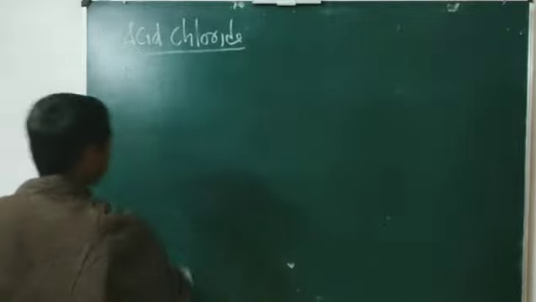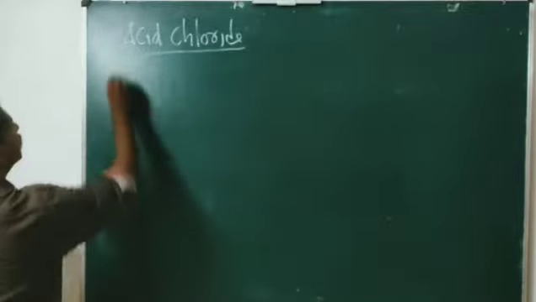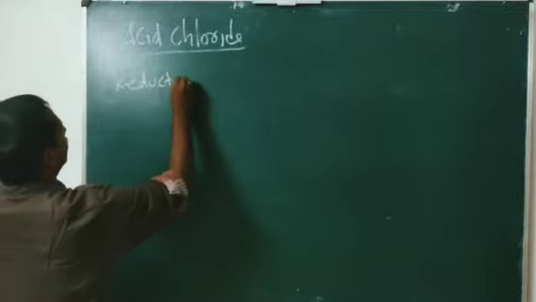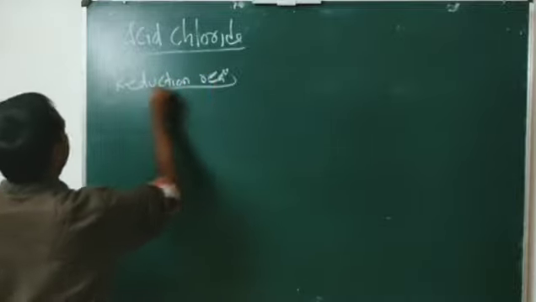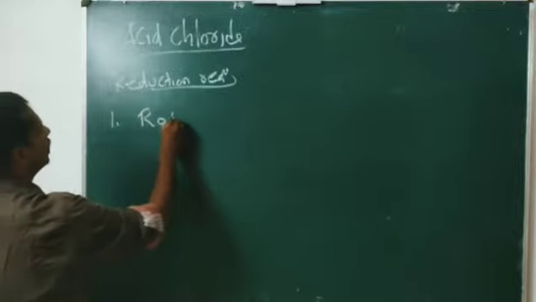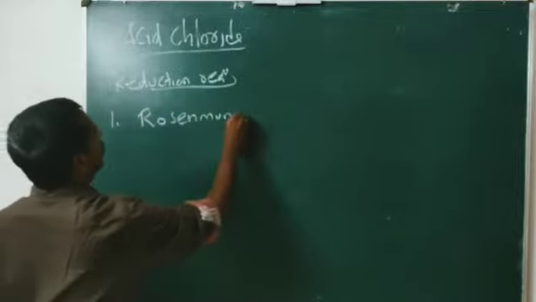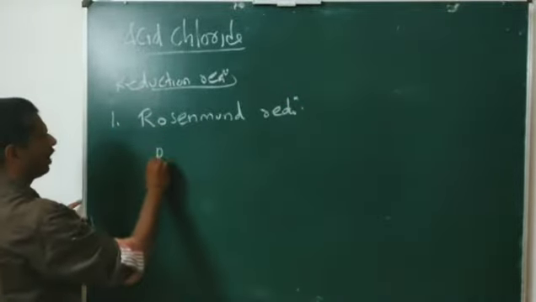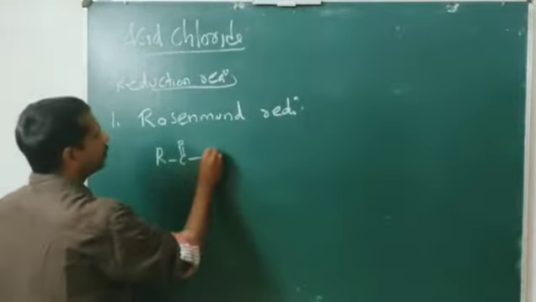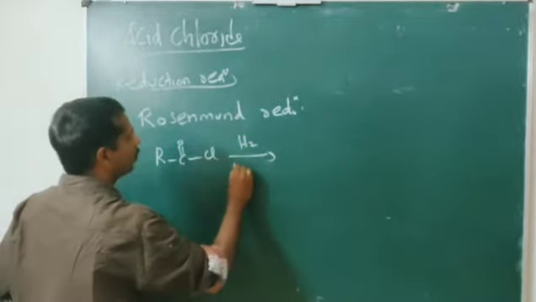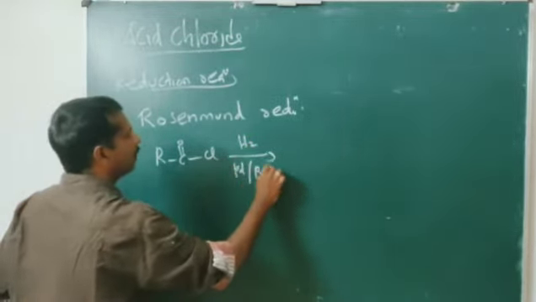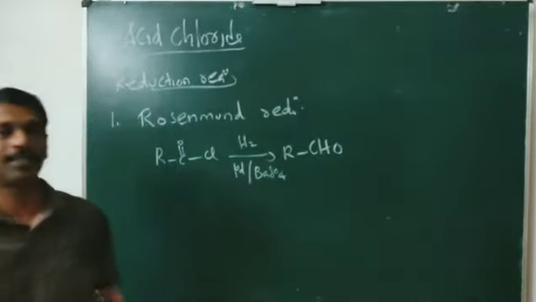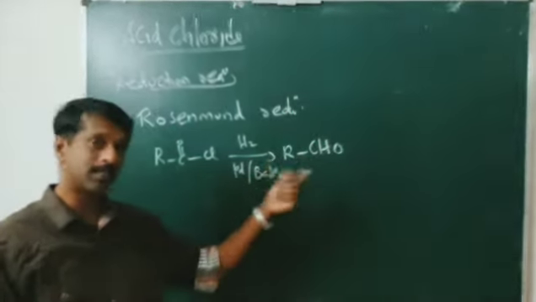Reduction reactions of acid chlorides. The first one is Rosenmund reduction. This we have studied. What is Rosenmund reduction? Reduction of acid chloride, RCOCl. Acid chloride with hydrogen in presence of palladium and barium sulfate gives aldehyde, RCHO. This is the Rosenmund reduction, which we have discussed earlier also.